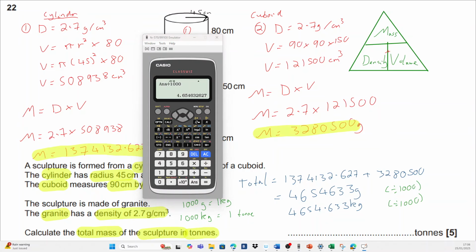Okay, so your final answer, hopefully quite a big question, this is going to be 4.65 to 2 decimal places. There we go, and that is correct. We've got it into tons. Okay, so you have to go and divide by 1,000 twice in the end there. And that is it. A lovely question to finish up with.